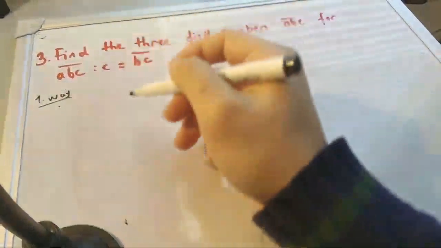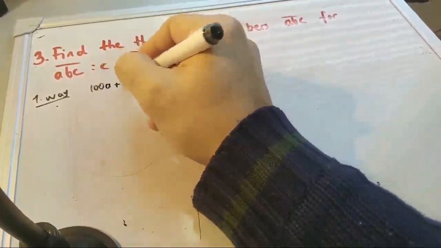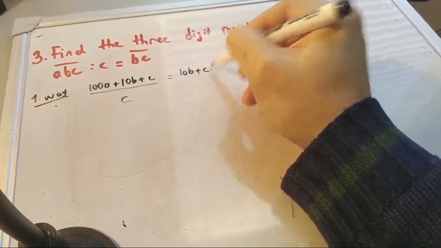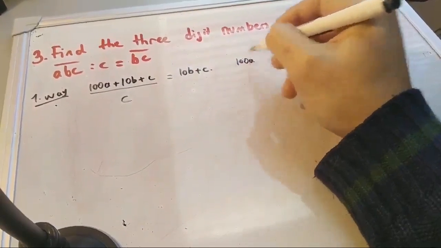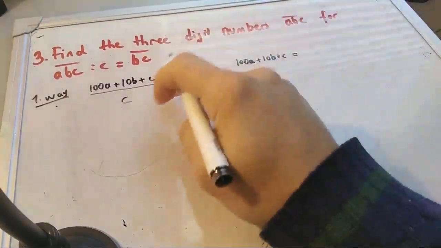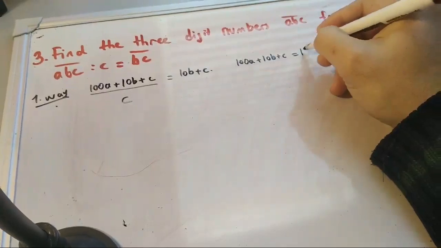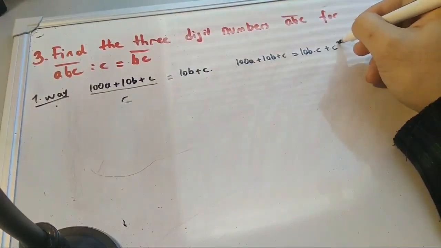Three-digit number ABC is 100A plus 10B plus C, over C, is equal to 10B plus C, right? Cross multiplication: 100A plus 10B plus C is equal to 10B times C plus C squared.